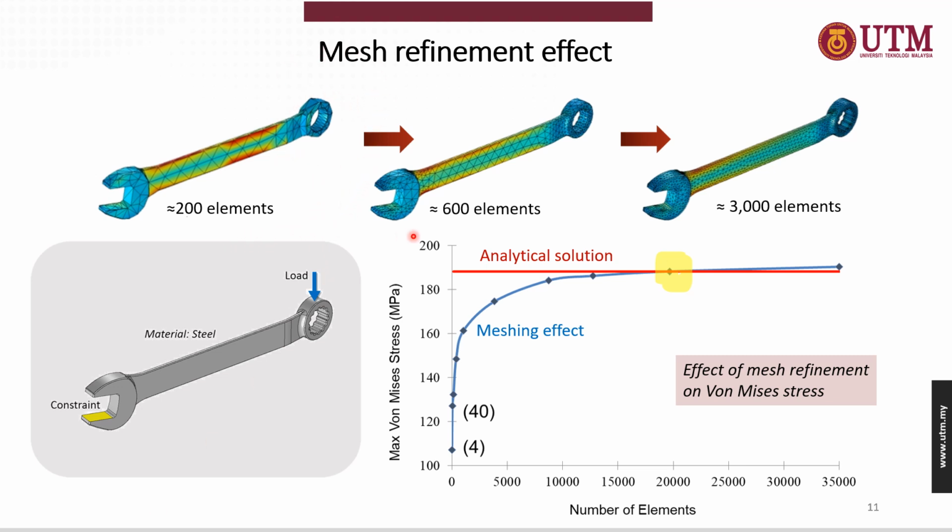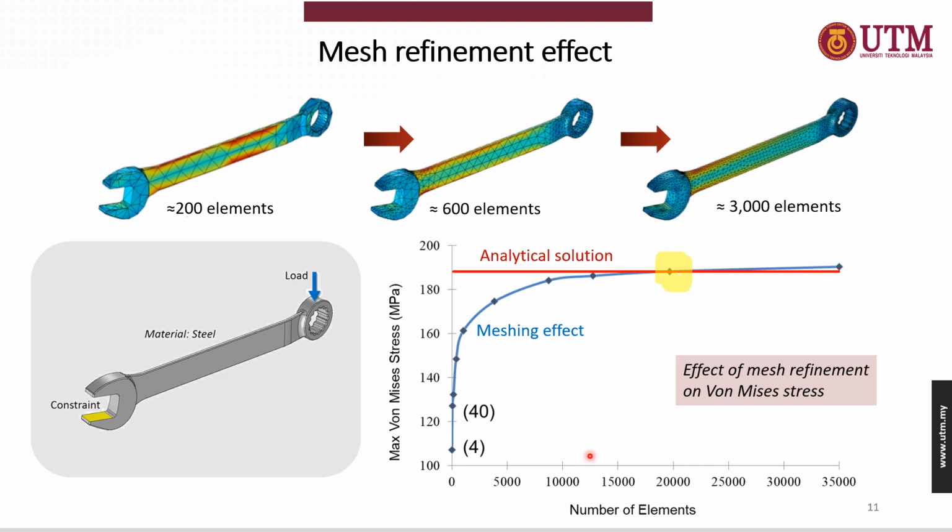But then when we refine the mesh to 600 elements and then we further refine to, let's say, 3000 elements, we can see that the rough edges disappear. So it becomes very smooth. So remember, finite element method is using a numerical solution which gives an approximate solution only to the problem. So we want the solutions to be as close as possible to the analytical solutions.